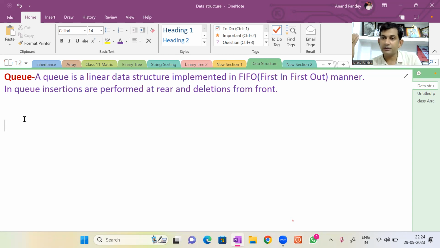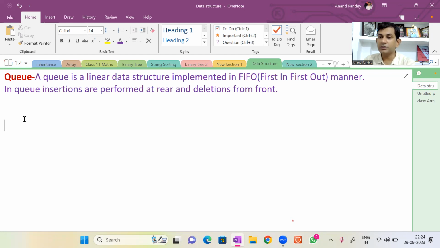The person who comes first will take the ticket first. First in, first out. Okay, this is the proper manner I'm telling you. Consider a queue, and I'm going to discuss insertions and deletions, the two operations we are going to perform on each and every data structure.